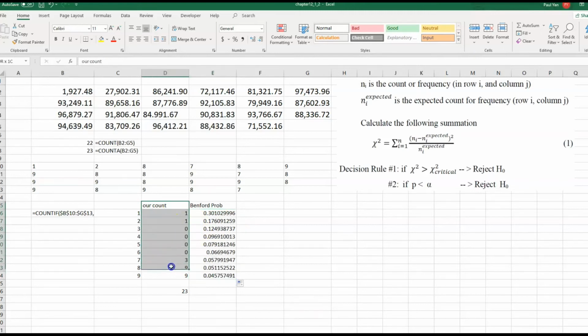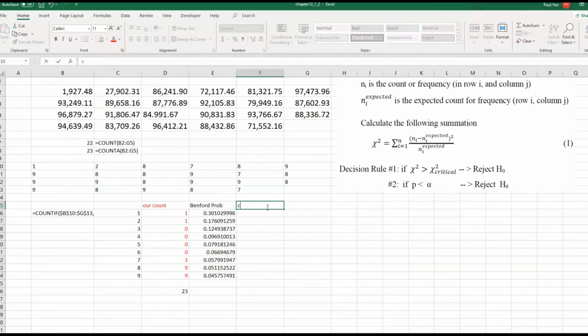Again, this is our count. So this is count B. Okay, this is based on the B. Look here, the first one is this number. So this is count 1 minus the corresponding count from Benford Law. The Benford Law count will be probability times total. Again, we have to fix the total.